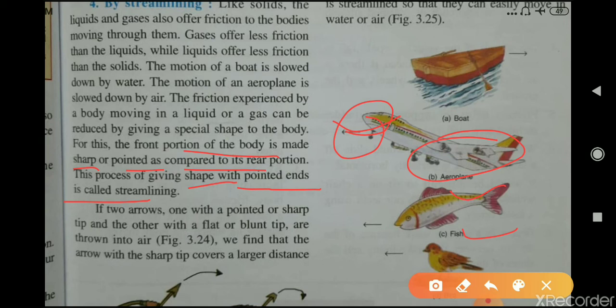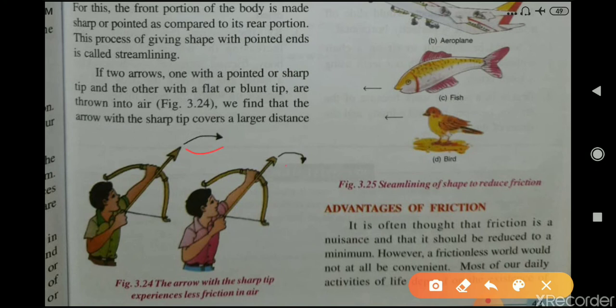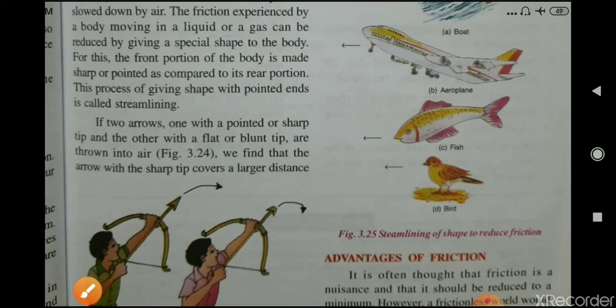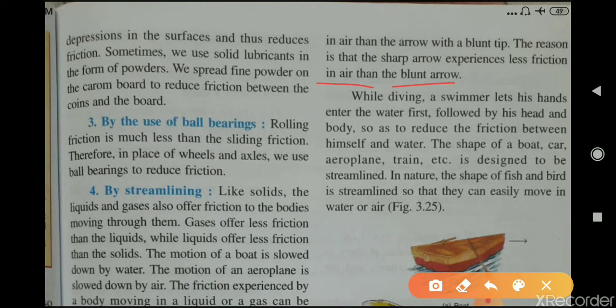If two arrows, one with a pointed or sharp tip and the other with a flat or blunt tip, are thrown into the air, we will find that the arrow with the sharp tip covers a larger distance as compared to the arrow with a flat or blunt tip. The reason is that the sharp arrow experiences less friction in the air than the blunt one.